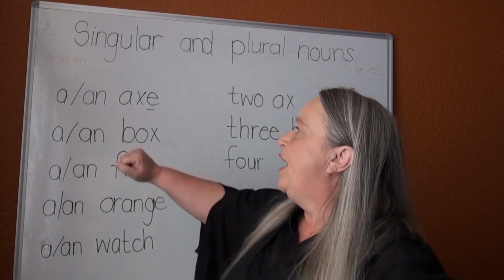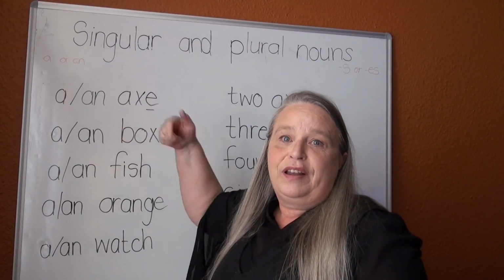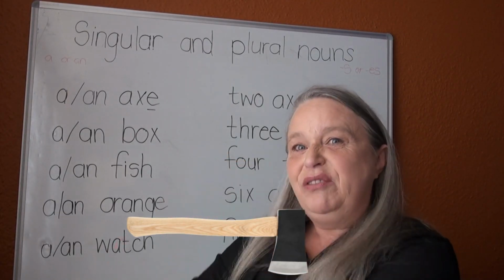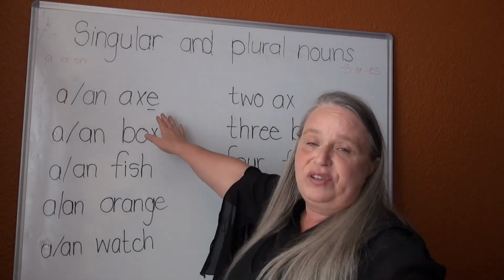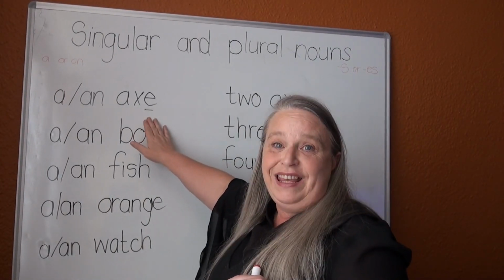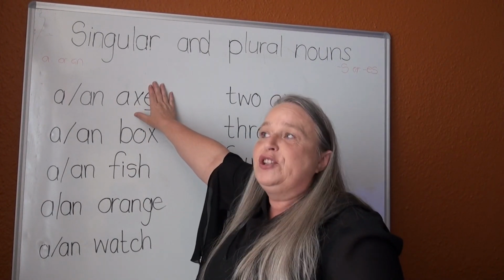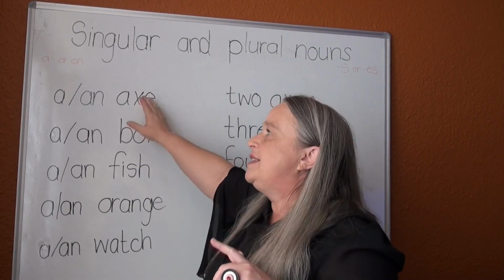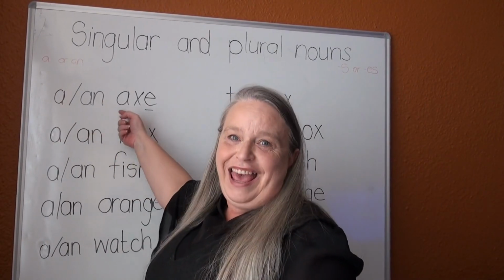So let's start with the first one. We have axe. Now, down below you'll see a nice little picture of an axe. That's the one that we use to chop the wood, yes? So axe, very interestingly, in English we can spell with an E or without the E. Okay, so a singular axe. Are we going to say a axe or an axe?